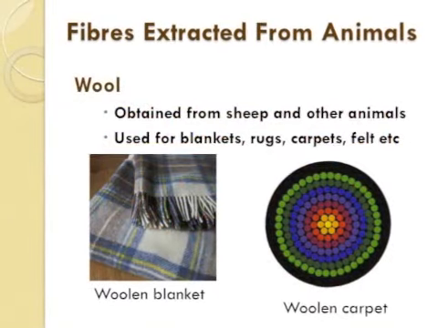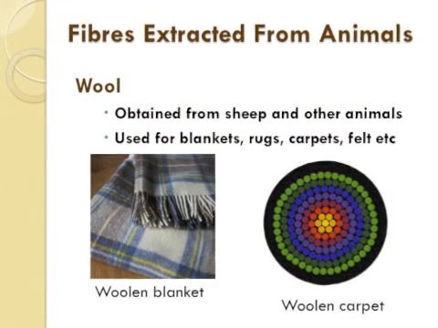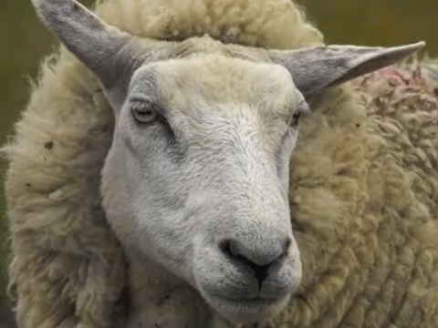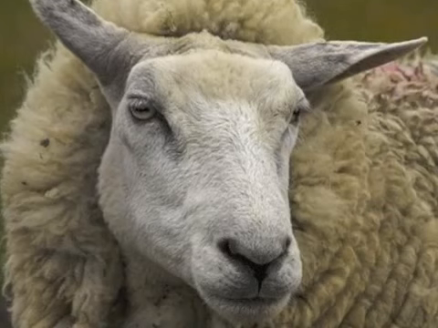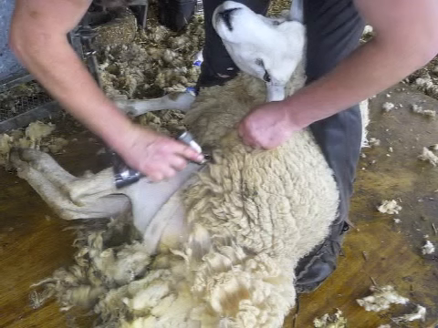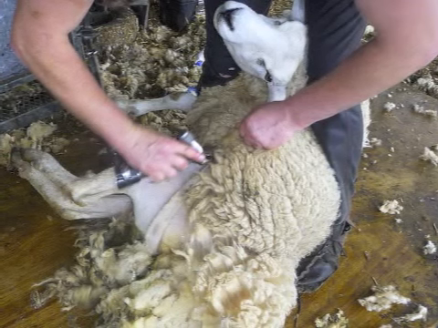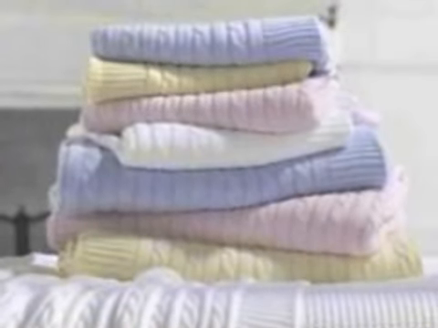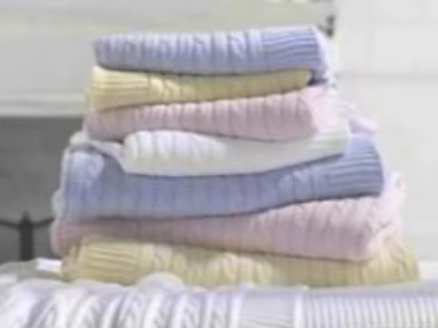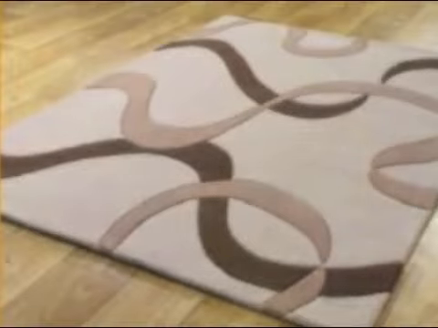Fibers extracted from animals. You must have wondered why the sheep in winters are all covered with a hairy substance. Well, that is one, to protect the sheep, and secondly, we use their protective coat in summers by shearing it away, which is known as the wool. What we get out of it are the beautiful sweaters or the blankets or the rugs, carpets, mufflers, shawls, a lot of things.